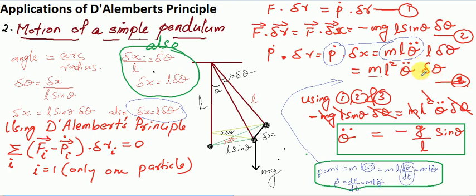So we got three equations now, I mean equation 1, 2 and 3. Using these three equations, we can write minus mg L sin theta delta theta equal to m L square theta double dot delta theta. Cancelling the similar terms from both sides, theta double dot equal to minus g divided by L sin theta. This is a well-known equation for angular acceleration. Theta dot is angular velocity. Theta double dot is angular acceleration. So theta double dot equal to minus g by L sin theta. So we derived the expression for angular acceleration of a simple pendulum using D'Alembert's principle.